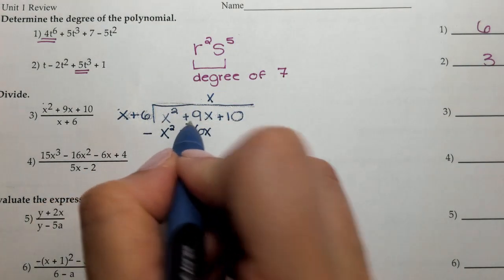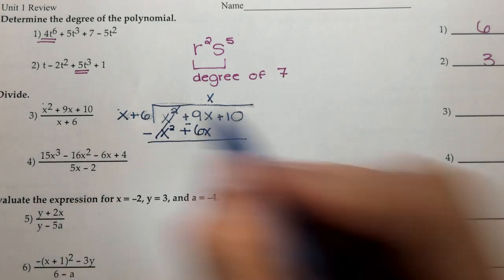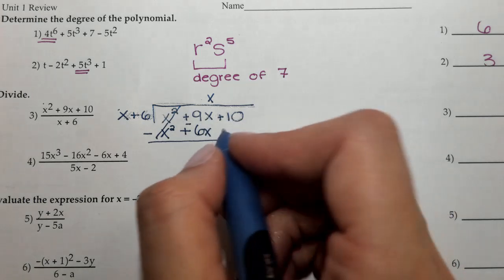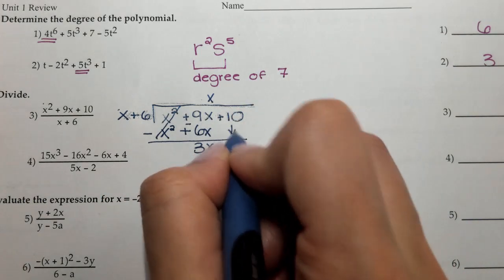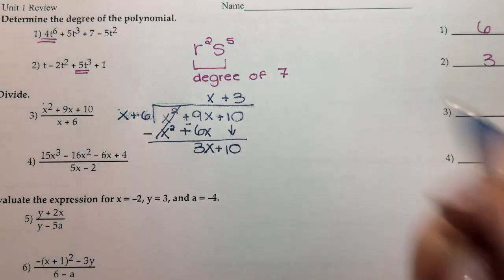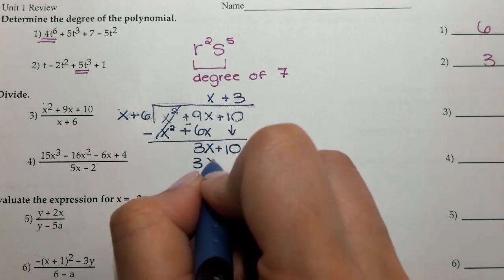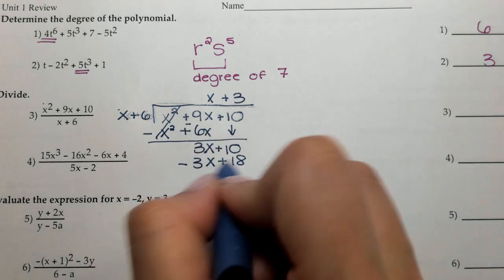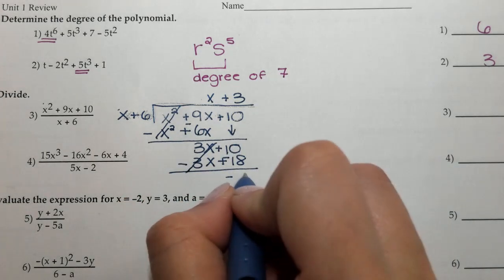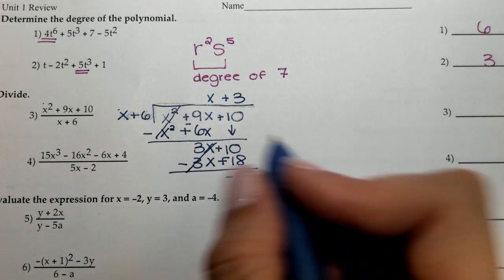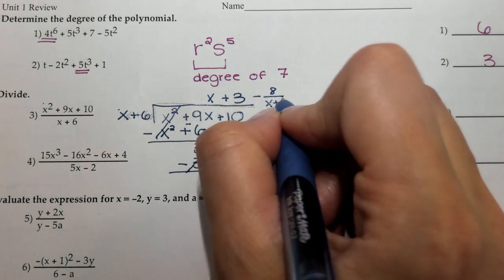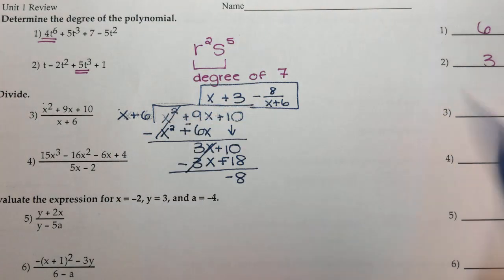Make sure you change these signs to distribute that negative. These will eliminate because they are 0 terms. 9x minus 6x gives you 3x, and then you bring down the 10. Then you take 3x divided by x, which is plus 3, and then you distribute. So we get a 3x plus 18. Distribute the negative, so change your signs. Those will eliminate. 10 minus 18 is a negative 8. There's no way to get a negative 8 from an x, so this is your remainder, minus 8 over x plus 6. And that's your final answer.